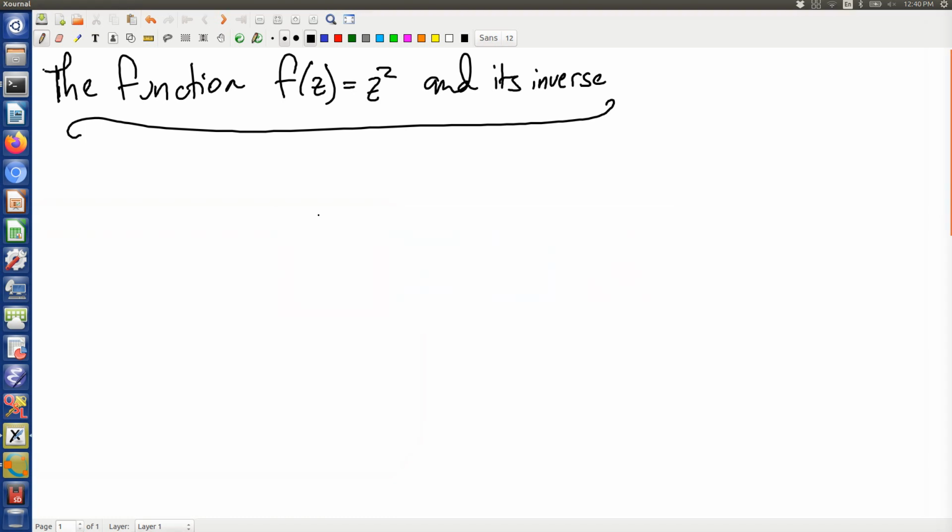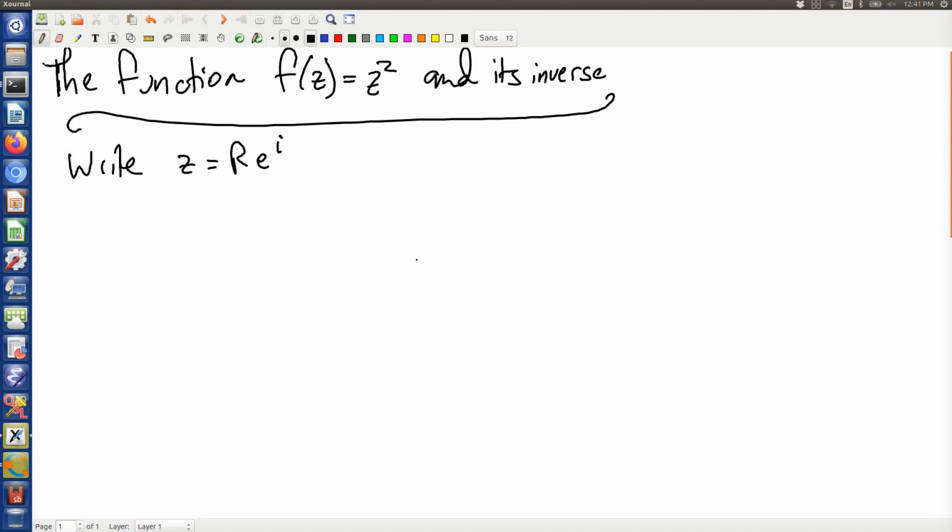This video describes the function f of z is equal to z squared and its inverse. Now you would probably think that a function so simple as z squared doesn't really require a whole video, but it has a whole bunch of interesting structure that's worth exploring. And it's best explored using polar coordinates. So let's write z equals r e to the i theta, where r is equal to the magnitude of z and theta is equal to the argument of z.